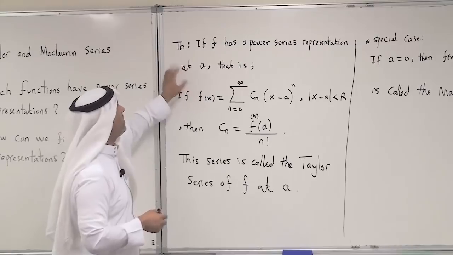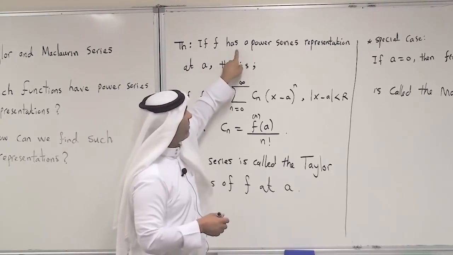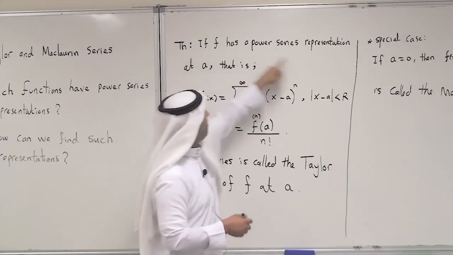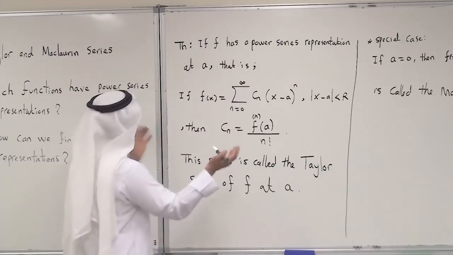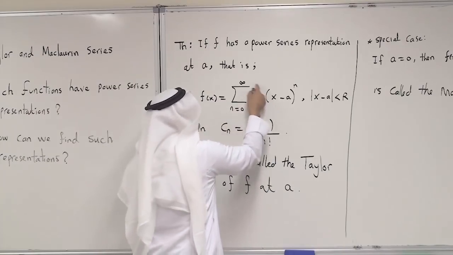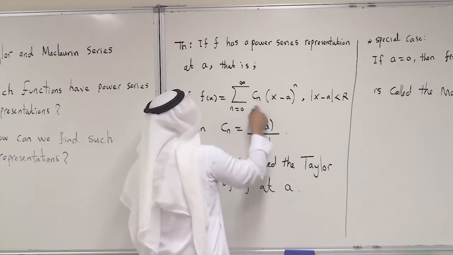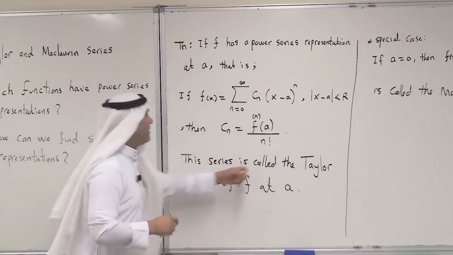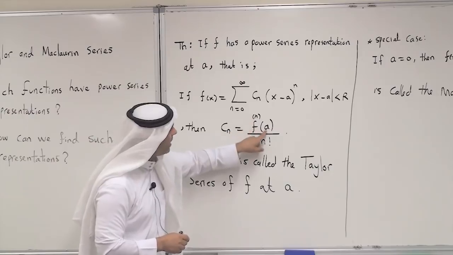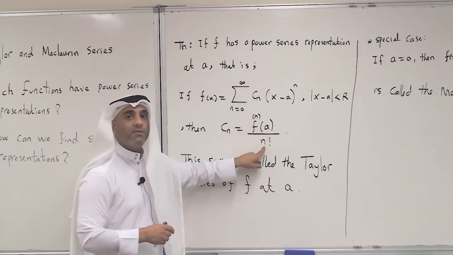So what is the theorem here? It says, if this function, we assume from the beginning that it has a power series representation. That is, we can rewrite f of x as a power series. Now we need to specify what are the Cn's. Now, Taylor says, then you can find the Cn by the formula here, which is finding the nth derivative at a divided by n factorial.